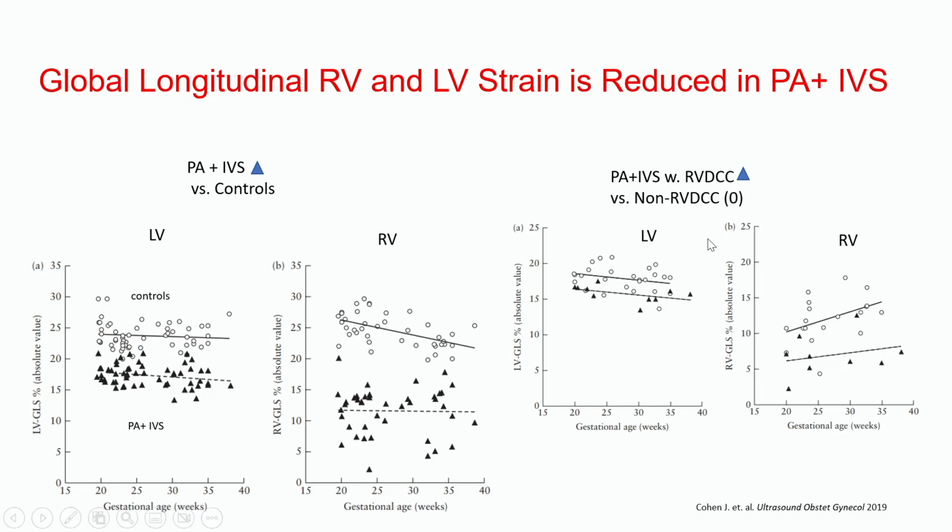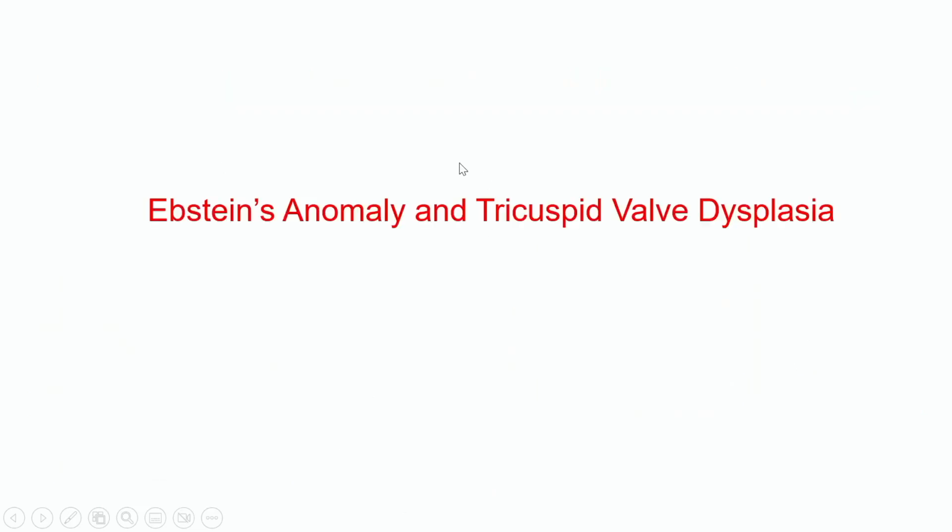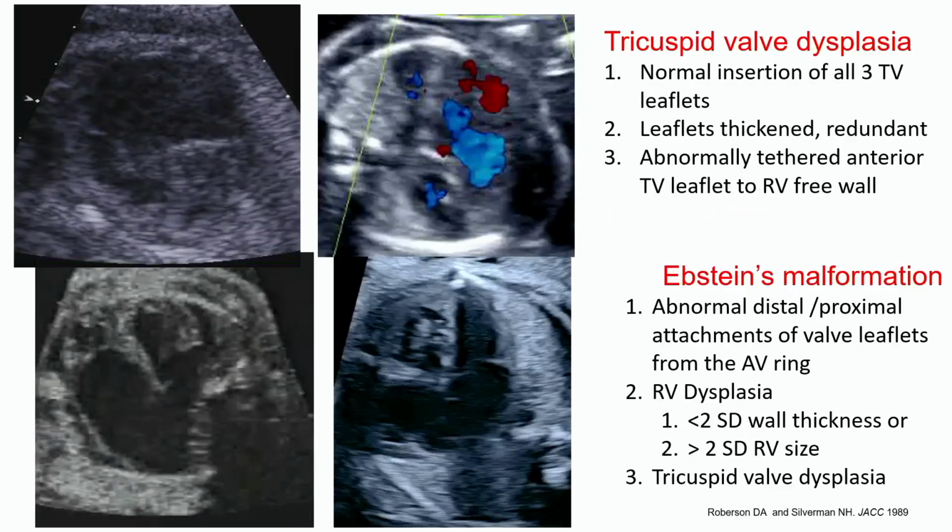It's even worse if you look at pulmonary atresia and intact septum with right ventricular dependent coronary artery circulation, those abnormal coronaries. As you can see here, the global longitudinal strain in the left ventricle is worse, and in the right ventricle as well. So again, these babies, even during fetal life, have a lot going against them. So I'm going to spend the rest of the time on Ebstein's anomaly and tricuspid valve dysplasia, because this is an area where we now have some hope for these babies, and it's a pretty exciting time to be in fetal cardiology because of that.